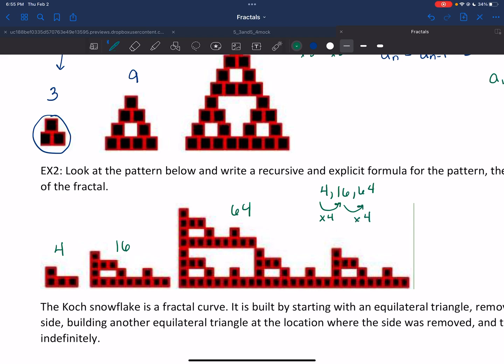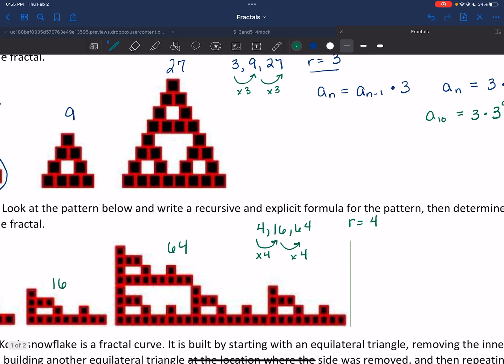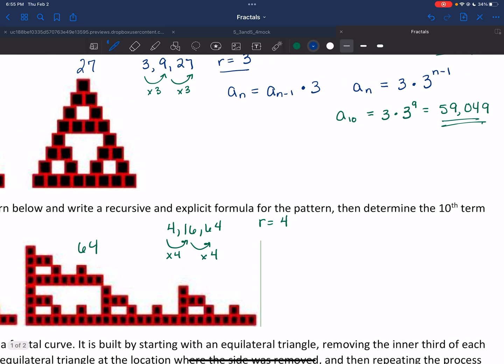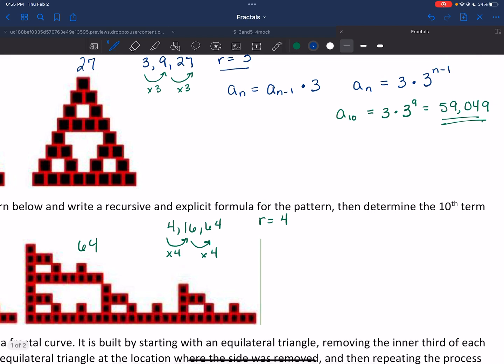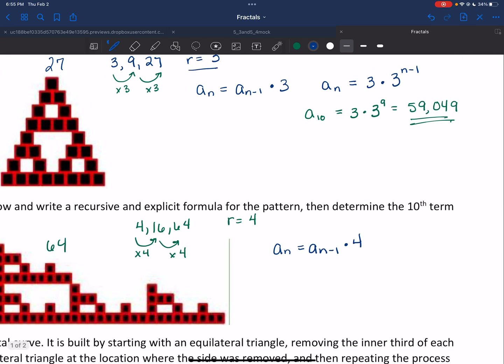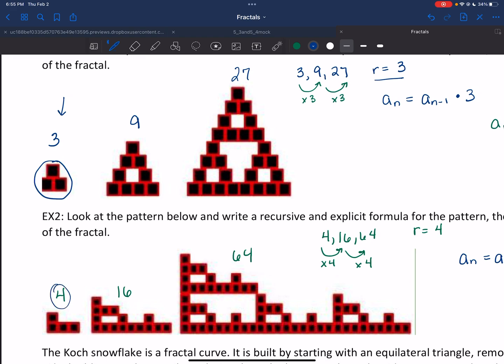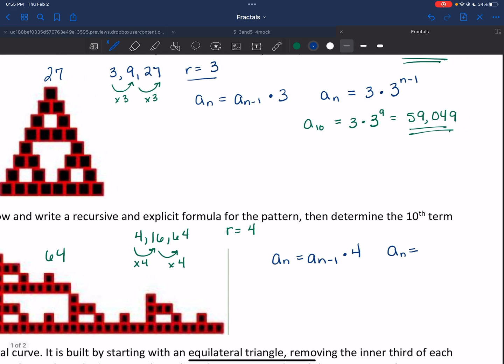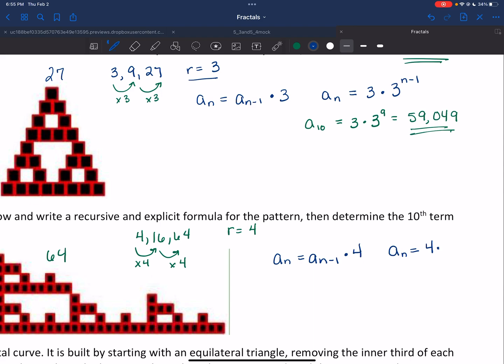So I know that my ratio for this is going to be 4. So let's go ahead and write our recursive and explicit equations. My recursive is going to be a_n equals a_(n-1) times that ratio, which is 4. My explicit is going to be a_n equals a_1, which is 4, times my ratio, which is 4, to the n minus 1.